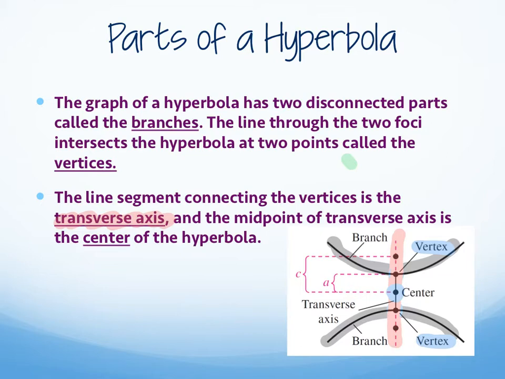Now this one that we're looking at here, notice that here's A. A is still the distance from the center to the vertex. And C is still the distance from the center to the focus. And then you'll use B a little bit differently here because we're about to get some asymptotes.